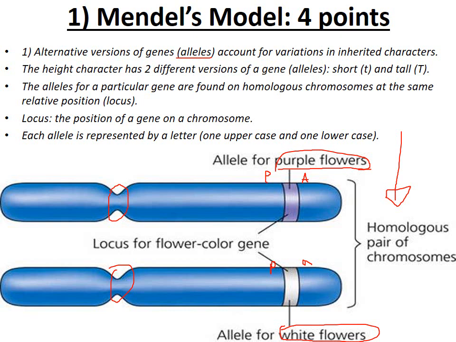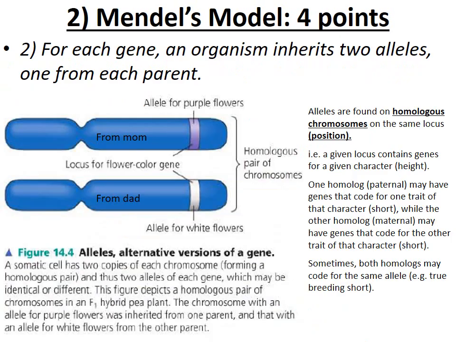So for the tall plant, maybe there was a tall gene on one chromosome, or tall allele I should say, and a short allele on the other. They're the same gene, just there might be some slight variation in their nucleotide codes, and that's the reason why one of them might code for purple, whereas the other might code for white. And so Mendel was able to figure this out from his experiments, that there are alternative versions of these heritable factors or genes, and for diploid organisms, we inherit 2 alleles for each character. So that was the second point.